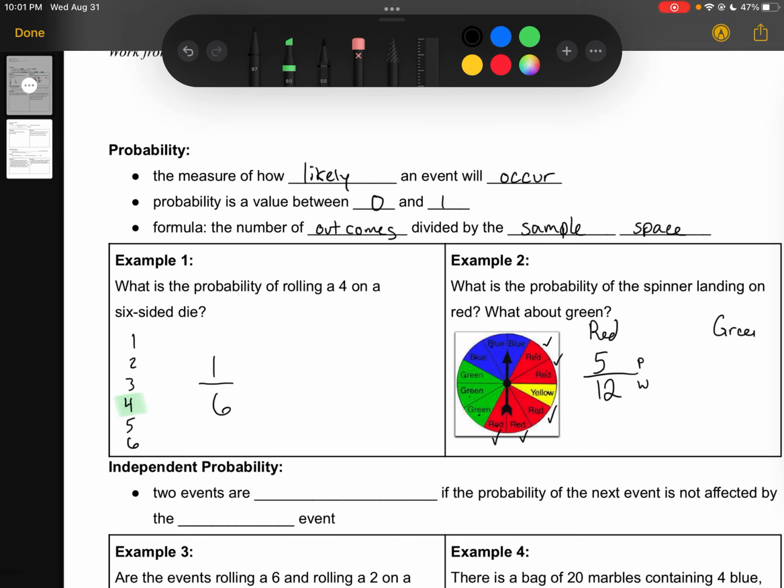Next, I'm going to have you do the calculation for green. So what is the probability that this spinner will land on green? So I'll have you put that in now, and I'll pause the Canvas video.